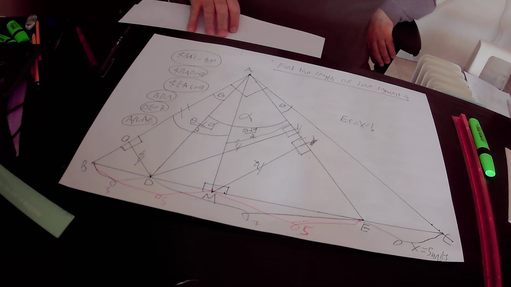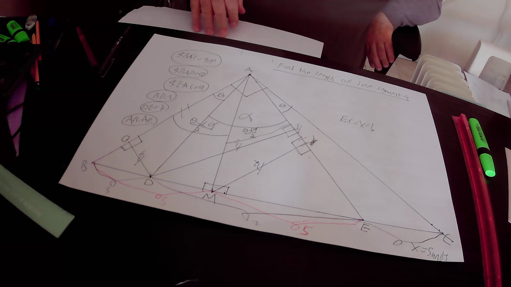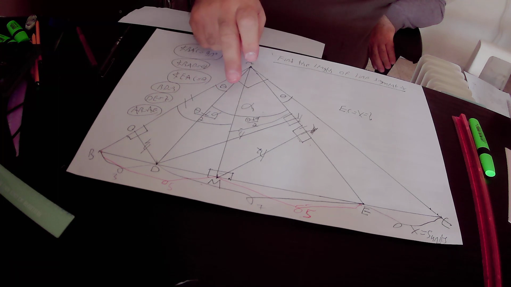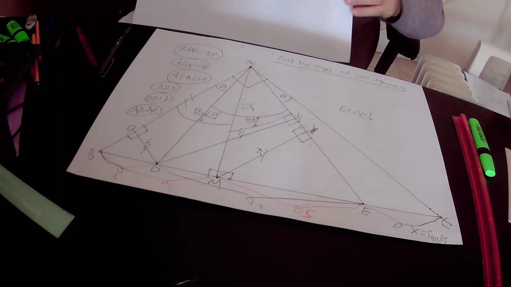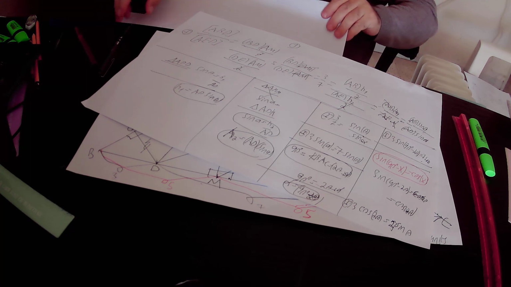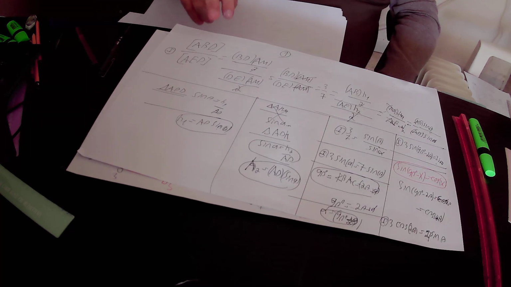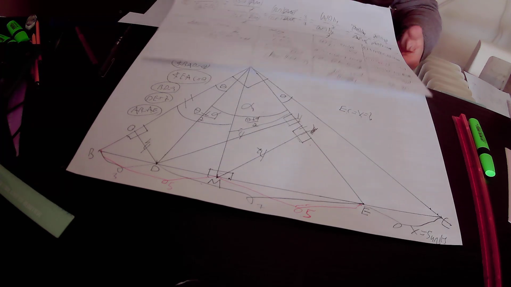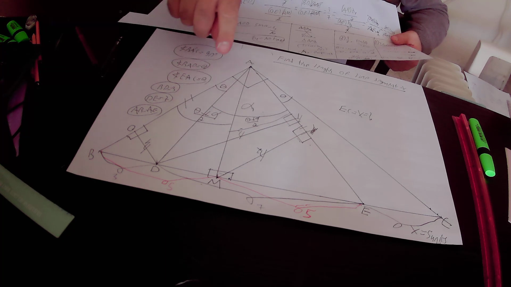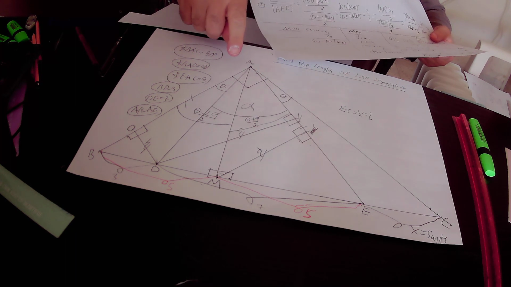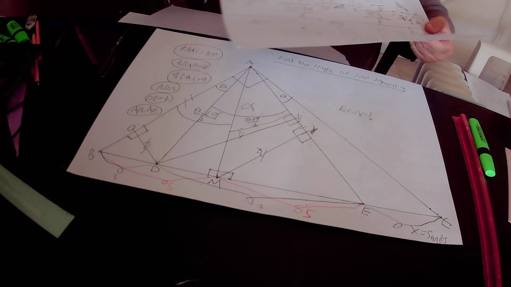Then we calculated the ratio between the area of triangle BAD and triangle AED. Here, the area of triangle ABD over the area of triangle AED. The square brackets are the sign for the area. So the area of triangle ABD is equal to BD times AM over 2, and the area of triangle AED is equal to DE times AM over 2.